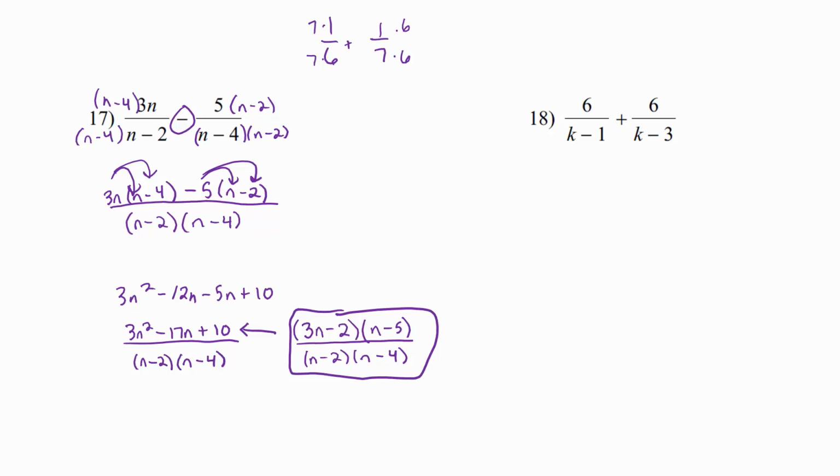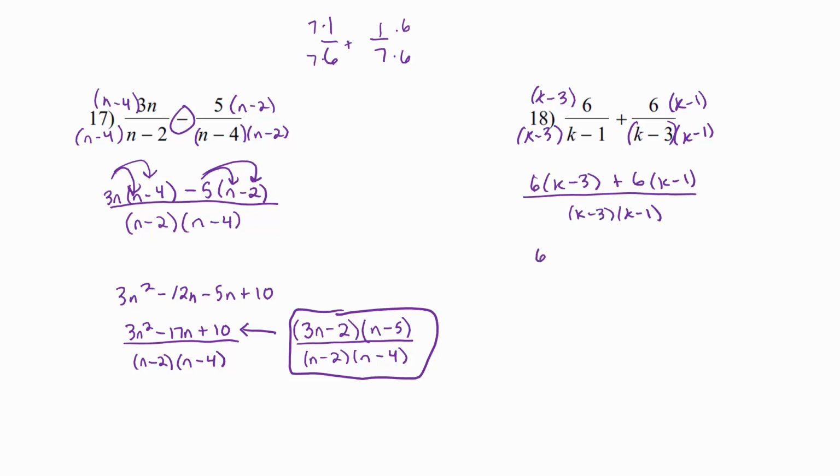So on 18, we want to multiply both fractions by the opposite denominator, because our common denominator is a combination of k minus 1 and k minus 3. So we're going to do 6 times k minus 3 plus 6 times k minus 1 over k minus 3 times k minus 1. So 6k minus 18 plus 6k minus 6.